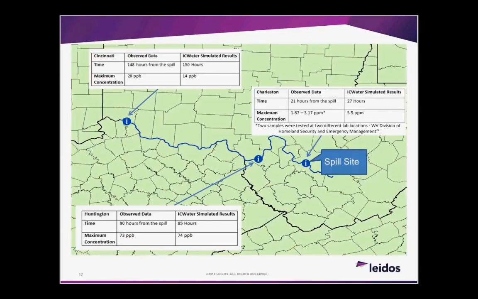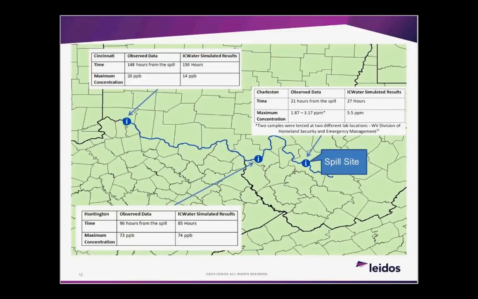The types of results that we were reporting, we made some comparisons with measurements and observations that were being collected by West Virginia and other agencies downstream, so we could compare our model results with field observations. And we had that data for Charleston, for Huntington, West Virginia, where there was another intake, and also for Cincinnati. And we were comparing both the time of travel of the peak concentration as well as the max concentration, both from the observations as well as the simulated forecasts.